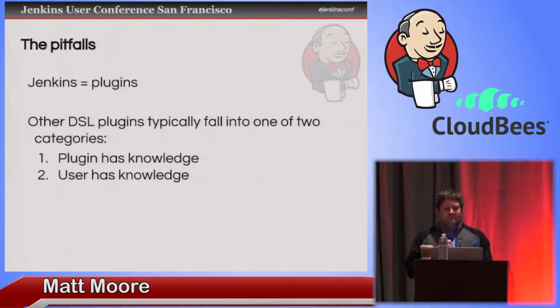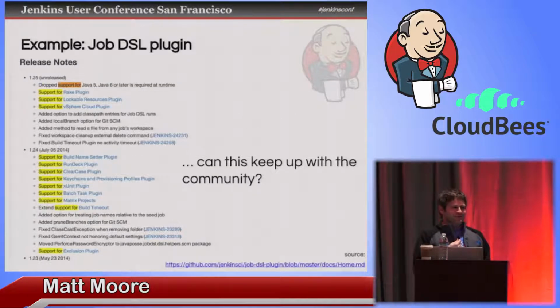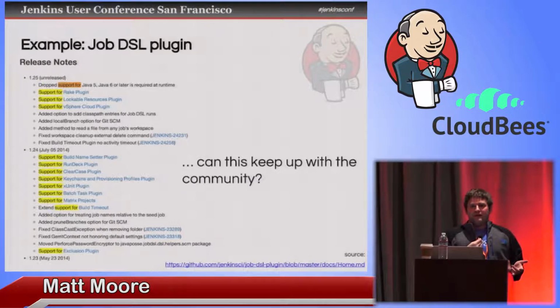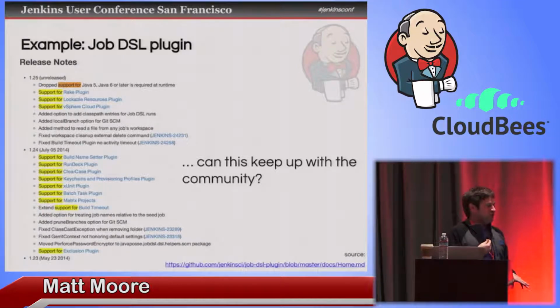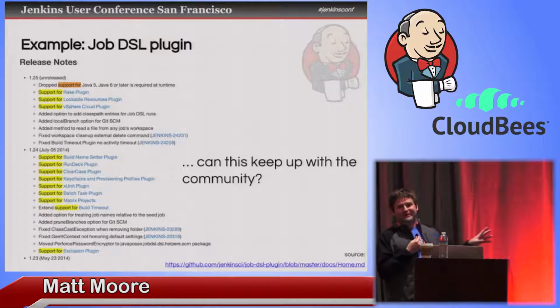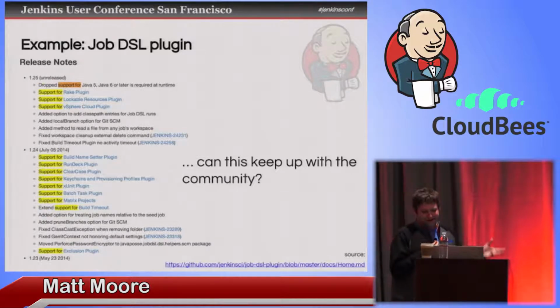So, to pick on one that's sort of a victim of its own success, I see so much check-in mail from this. This is a screenshot of the release notes of the Job DSL plugin, where it shows in a 6-week period about adding support for about 7 plugins. The Jenkins plugin community has surpassed 1,000 plugins, and so at that rate, it would take 20 years to add support for the current plugin ecosystem. And so I don't think this can keep up with that community.